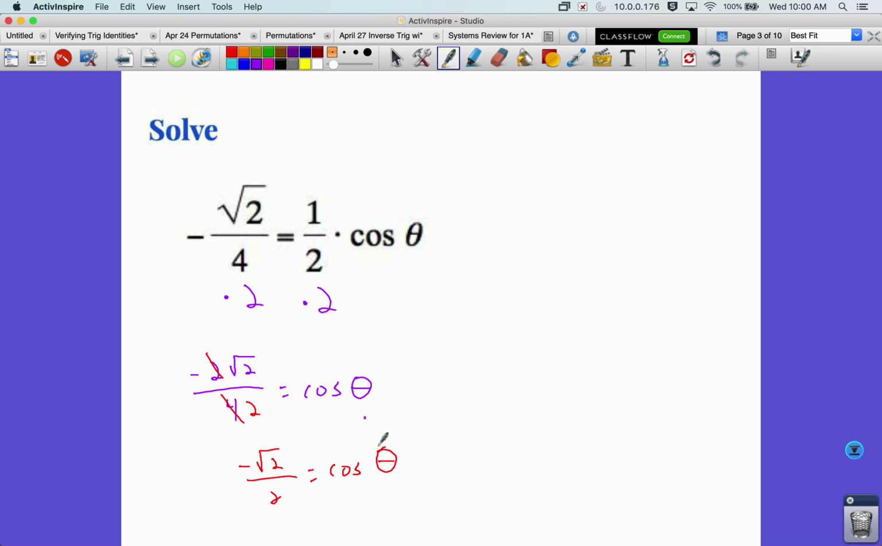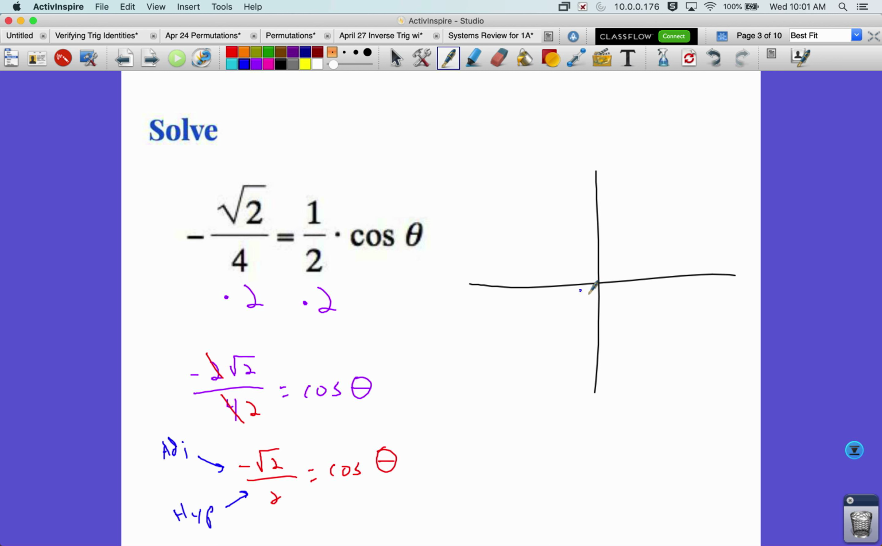All right, so we're trying to figure out some angle in our coordinate plane where the adjacent over hypotenuse is equal to negative root 2 over 2, because that's what cosine stands for. So I'm going to label the top of this adjacent and the bottom of this hypotenuse.